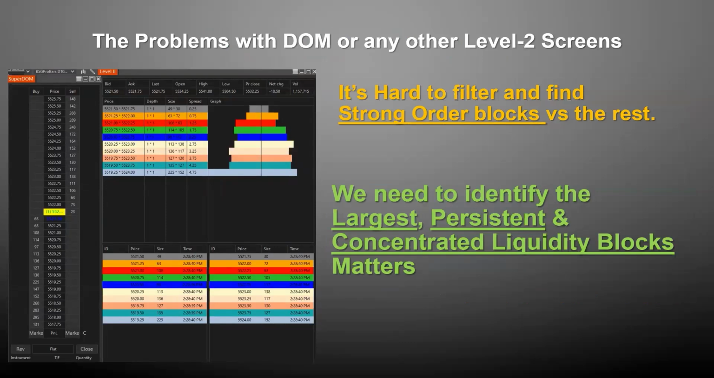Anytime we see orders coming in, what do the patterns look like? What impact do they have on the price movements? We want to find all the patterns. To find that, the level 2 screens are super dumb. Any other level 2 screen that we have is impossible to analyze because they keep changing very, very fast. We need a better way to analyze, to find the strongest blocks and reduce the noise. That was the initial goal.